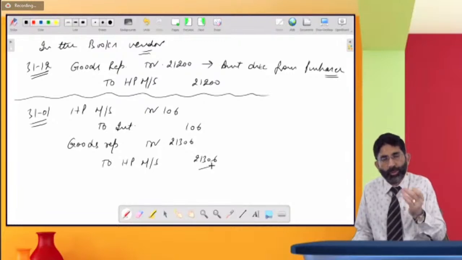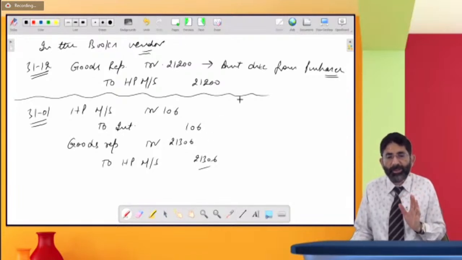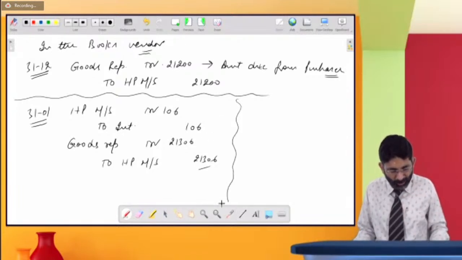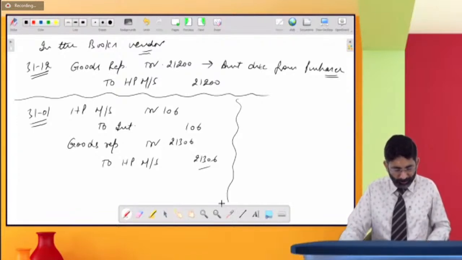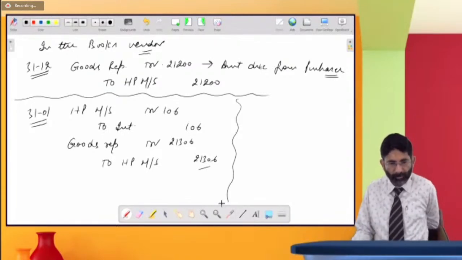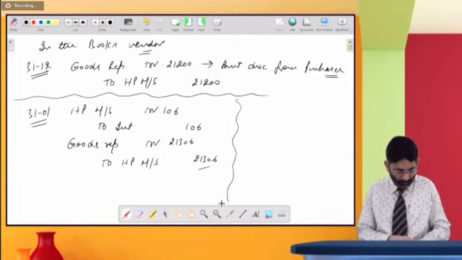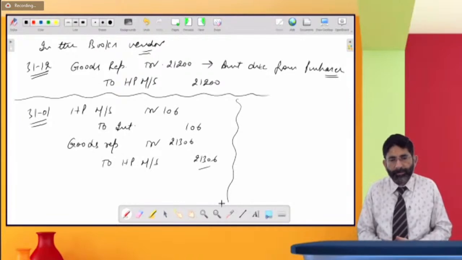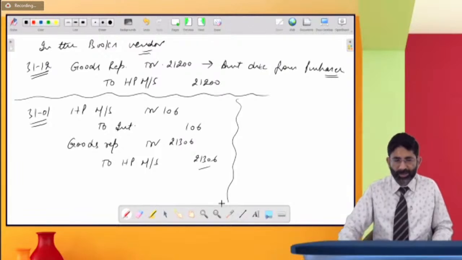Whatever amount is due from purchaser, he will have to pass entry accordingly. He doesn't have any relation with that. So this is the most important point which you have to note down in your books of accounts. Very good, beta. Now in the books of vendor also note it down. Any doubt in the books of vendor? Just tell me.